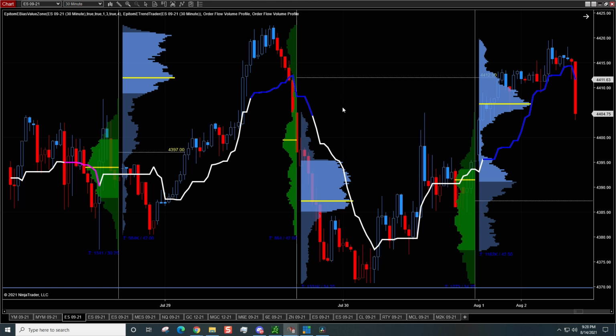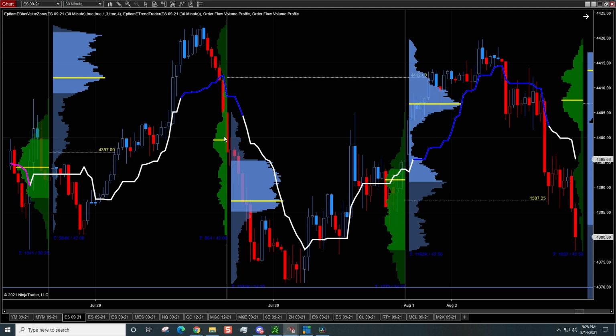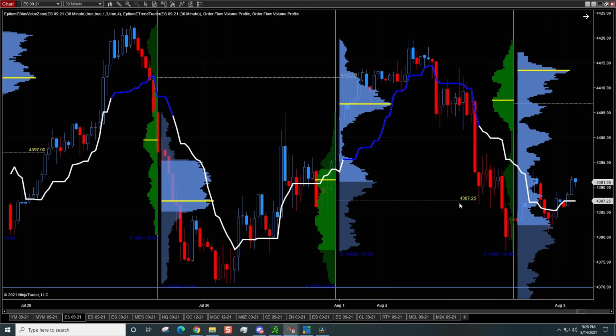You really want to pay attention to the POCs on your price chart. Look at this day right here. Here was the POC right here. We came up, and then we came right back down and hit the naked POC. This is what happens on most days.